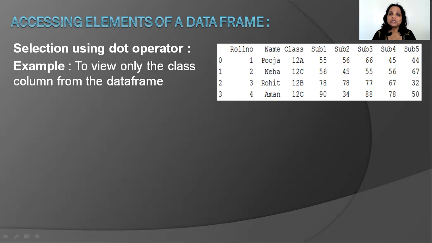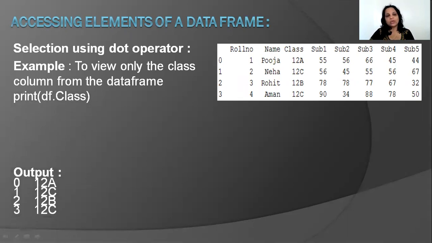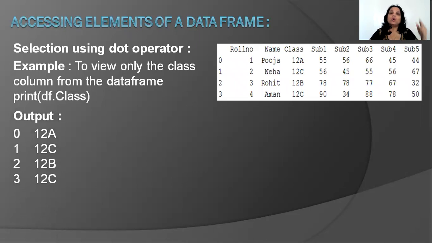Okay, and I wish to view only the class column of the data frame. So I could make use of the dot operator: the name of the data frame, dot, the name of the column that I wish to see. So I could say print df dot class. Now when I say df dot class, obviously what you expect to see is only the class column, and that's what you see along with the index labels.